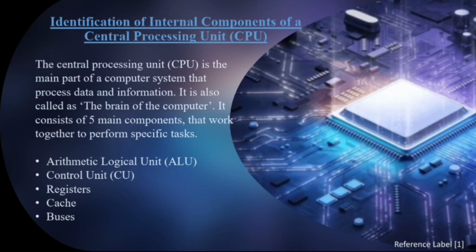They are the Arithmetic Logical Unit, ALU, which handles all the mathematical calculations and performs logical operations; the Control Unit, CU, that directs and coordinates data; registers, small storage spaces that hold data temporarily; cache, a vast memory that stores data at speed for processing; and buses that transfer data and instructions between the CPU and other parts of the computer.